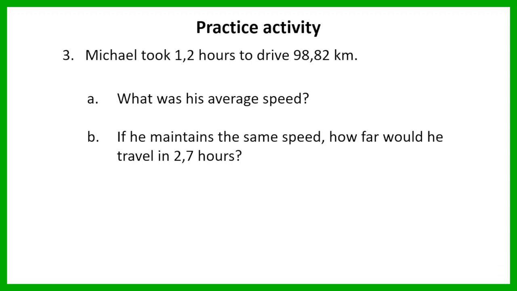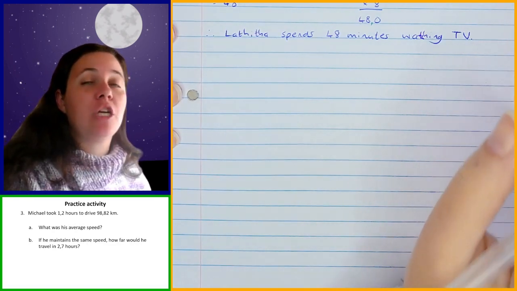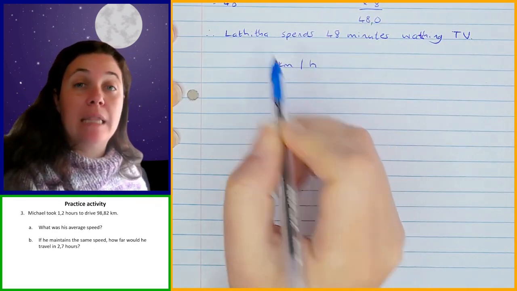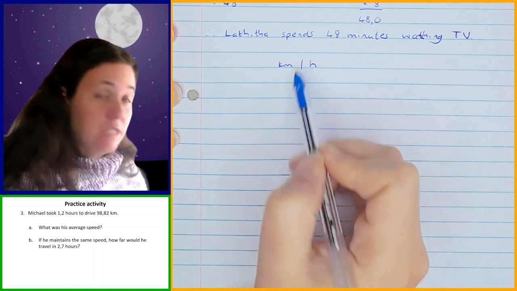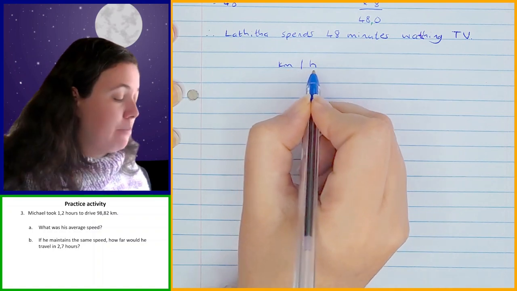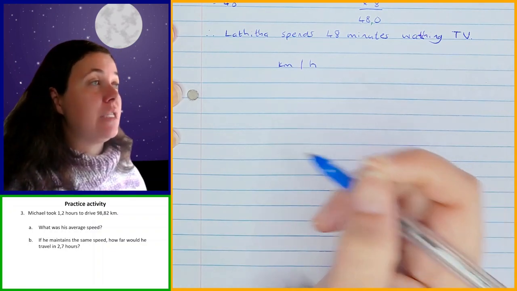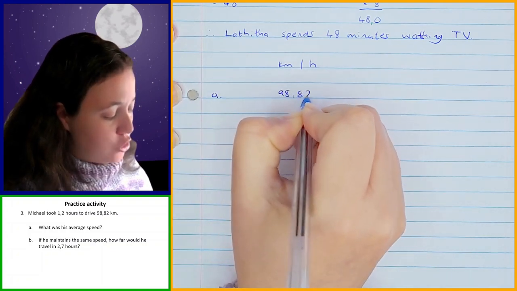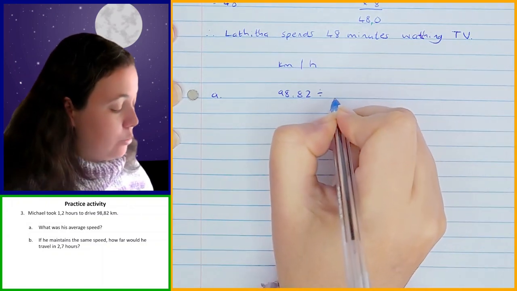Okay, so let's see what you got for question A. So first, you need to know that when you're working out the average speed, it's going to be in kilometers per hour. Now remember, just like what we had when we had that banana question, the per over here is a divide sign. It's a division line, a fraction. So now we've got kilometers divided by hours. It's distance divided by time, distance over time. So now, to work out his average speed, we're going to take the distance that he went, which is 98.82. So this is question A. 98.82, and we're dividing that by the time that he spent driving, which is 1.2 hours.